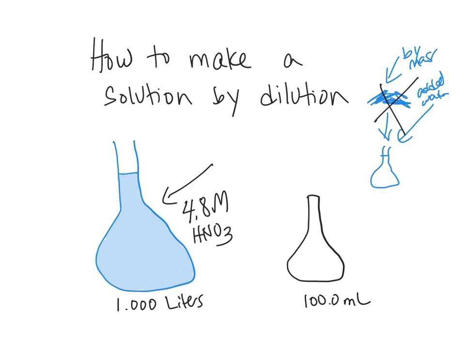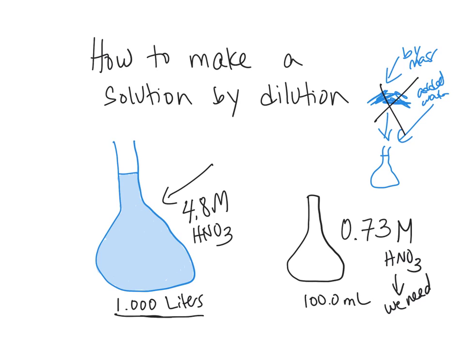But let's say we need to make a solution. We can't use 4.8 molar in our experiment because it's just too strong, too concentrated. We need a solution that is 0.73 molar nitric acid. That's the concentration we need for the experiment. And we don't need 1 liter of it. All we need is a small amount. We only need 100 milliliters.